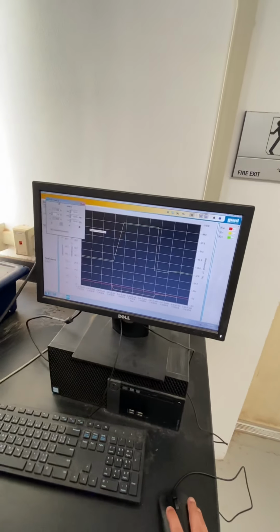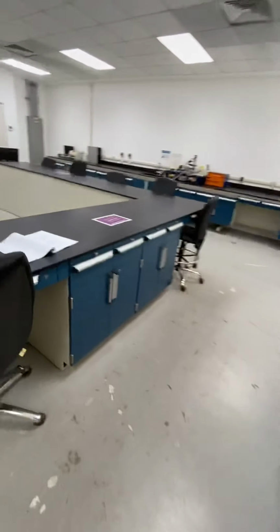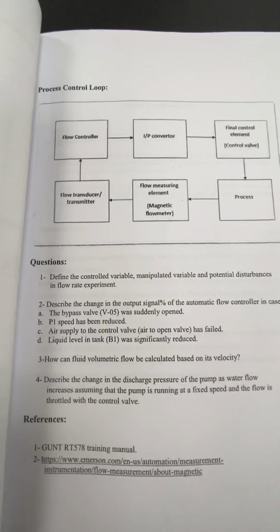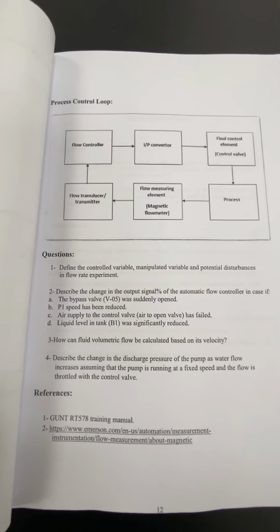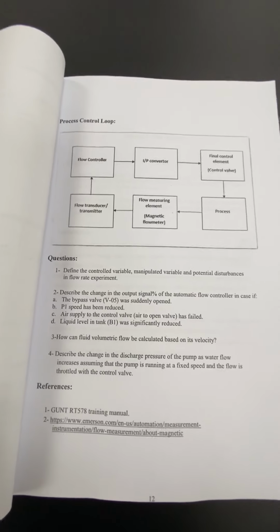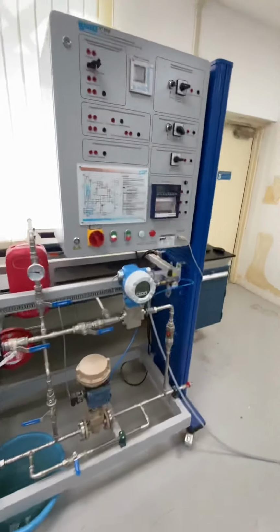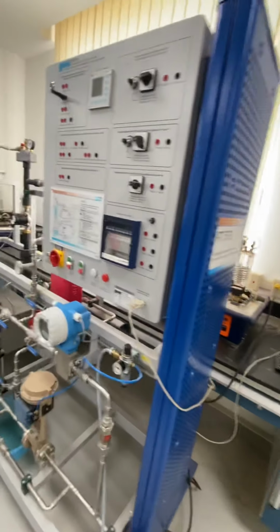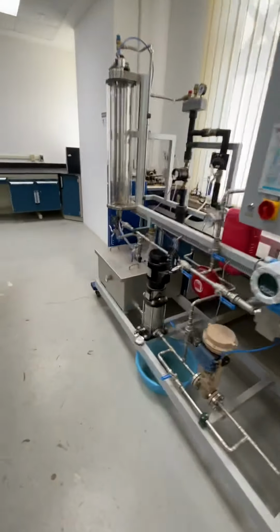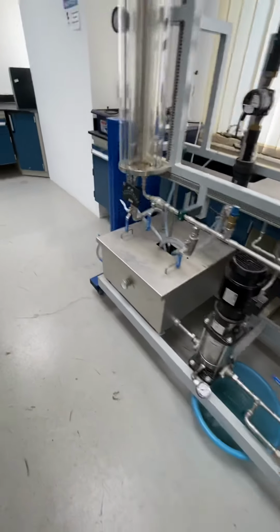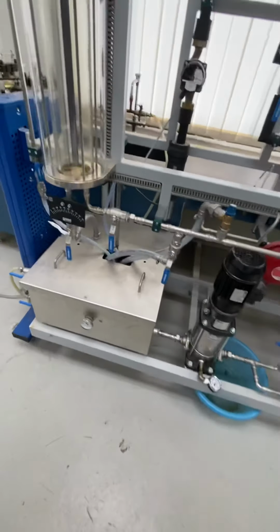Now let's have a look at the fourth scenario, which is that the liquid level in tank B1 was significantly reduced. I apologize, but it seems a little bit difficult to drain some of the liquid from here, but I will try to explain what's going to happen, guys.